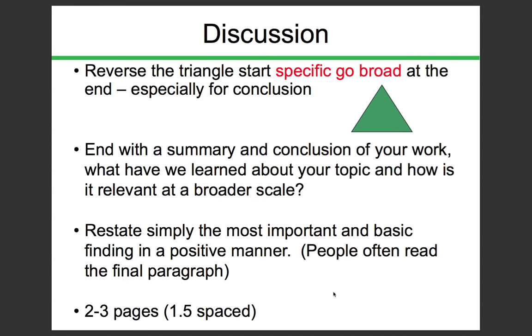So the discussion is an upright triangle. It's a reverse of the introduction. Start specific about your results and then go broad, especially for the conclusion section. End with the summary and conclusion of your work in the discussion, what we have learned about your topic, and how it's important. Restate simply the most important and basic finding in a positive manner. People often read this final paragraph, and this should be 2 to 3 pages double spaced, I would suggest. And be sure you find and cite literature in your discussion and in your introduction.